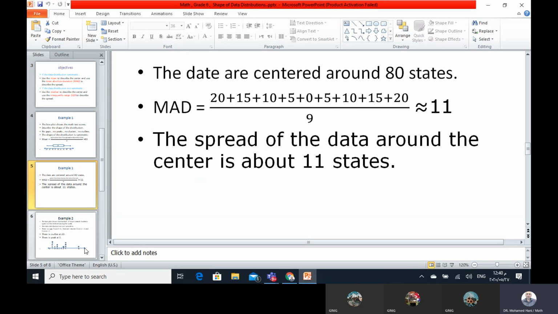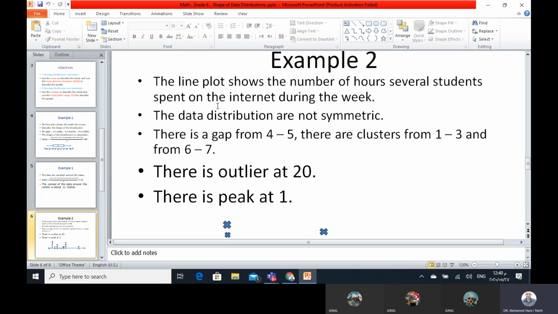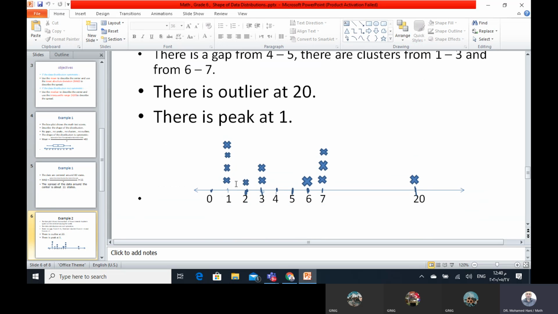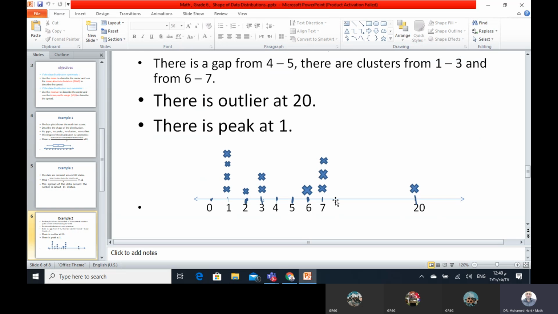In the second example here, the line plot shows the number of hours several students spent on the internet during the week. Look at the sheet. Here we have a line plot. This is the data: 0, 1, 2, 3, 4, 5, 6, 7, 20. As you see here, if I draw a line in the middle, for example, the data on the right is different than the data on the left. So the shape here is not symmetric.